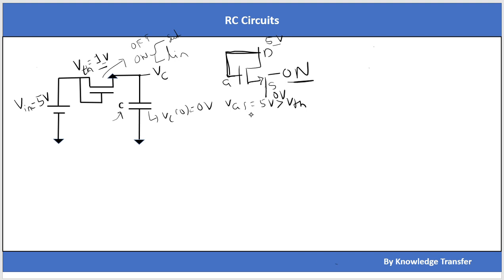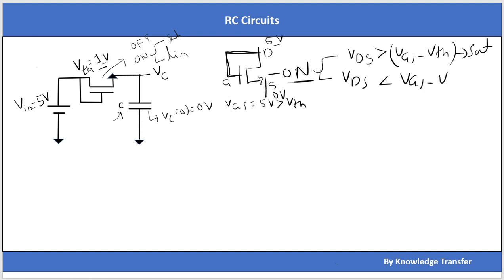Okay, now let's find, in the on state, whether it is in saturation or linear. What is the necessity to be in saturation? If the VDS of the MOS is greater than VGS minus VTH, then the MOS is in saturation. In the same way, if VDS is less than VGS minus VTH, then the MOS is in linear region. Okay, so let's find what the voltage is here.